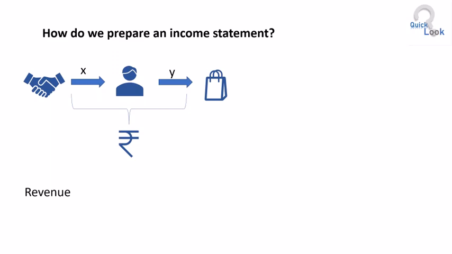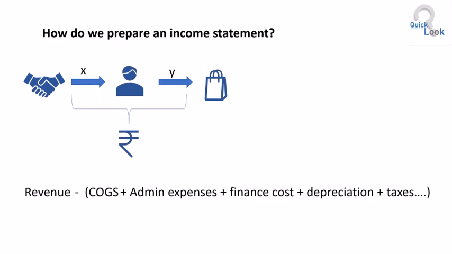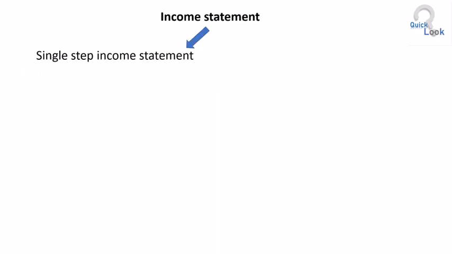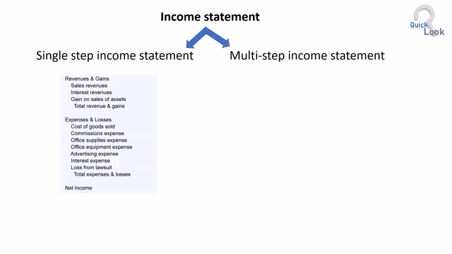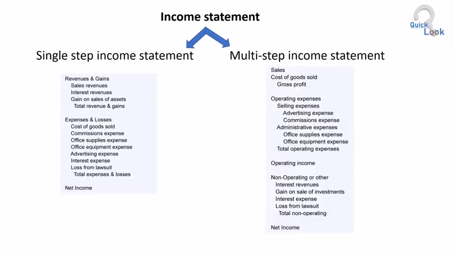From the revenue, we deduct the costs incurred on creating the product or services sold by the company, called the cost of goods sold, and other expenses such as general and admin expenses, finance cost, depreciation, and taxes to arrive at the net income of the company. The income statement can be either a single step, the one which I just explained, or a multi step statement where we calculate the gross profit and the income from operations before arriving at the net income.